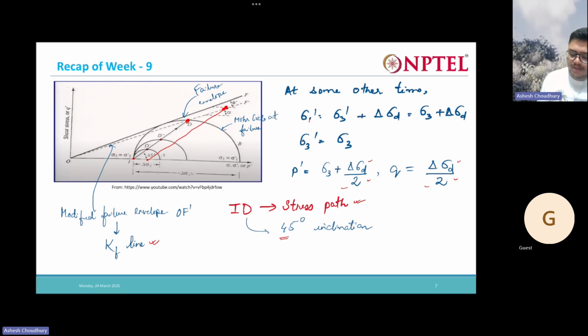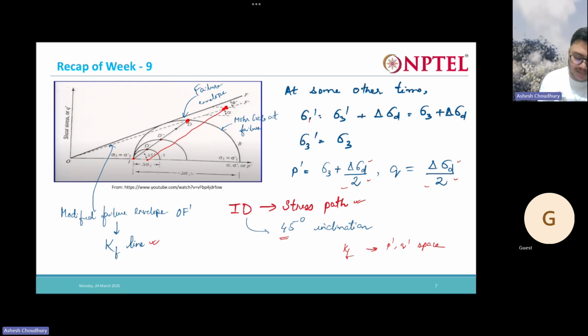If we join all the failure points in the stress path, for a series of tests on the same soil sample, you will see that you will get a line. That line is called the modified failure envelope or the KF line. So the KF line exists in our P prime Q prime space.